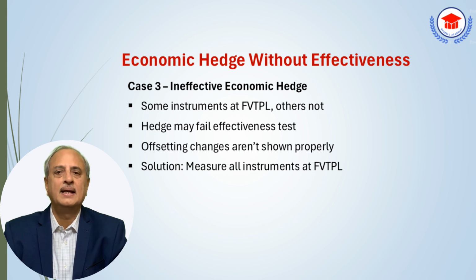Next, consider an economic hedge that doesn't meet the hedge effectiveness test. Let's say the entity is managing interest rate risk with a combination of financial assets and liabilities. Some of these instruments, like derivatives, are measured at FVTPL, but others aren't. When the hedge doesn't meet effectiveness requirements, the fair value changes of these instruments may not offset each other properly in the profit and loss account. To address this, the entity can designate all related assets and liabilities as FVTPL, ensuring a consistent approach to their measurement.